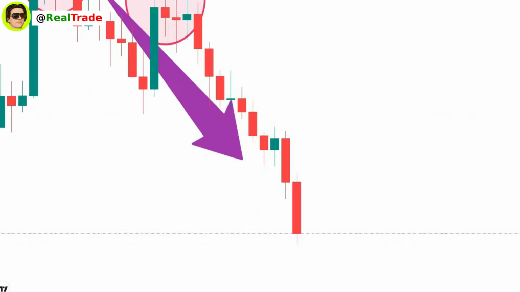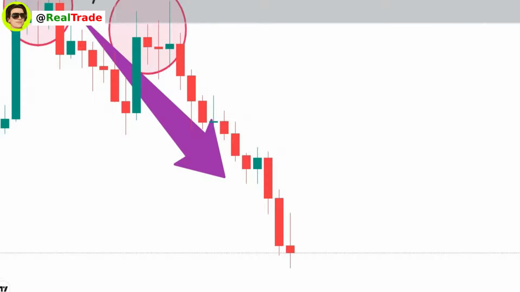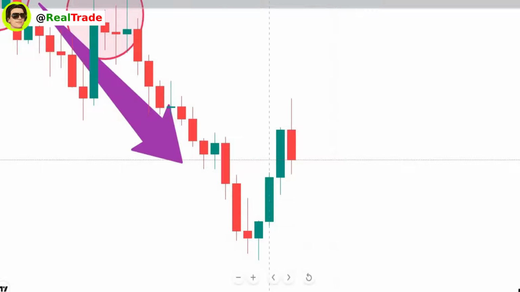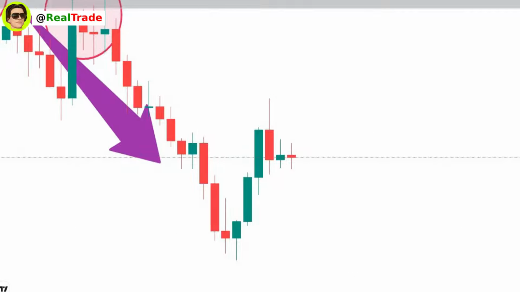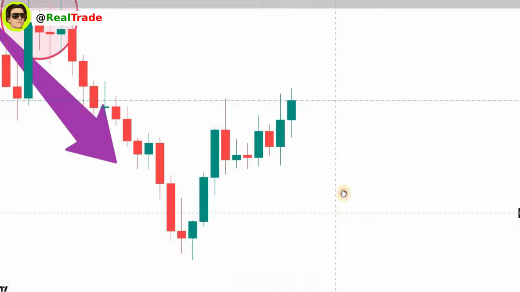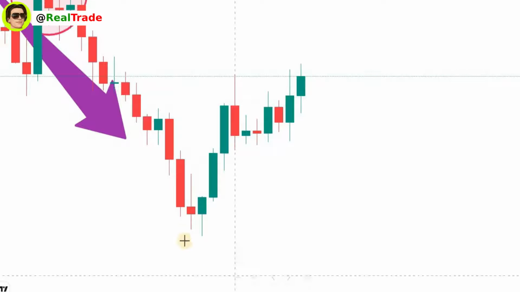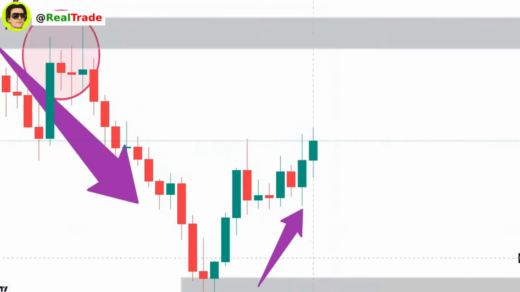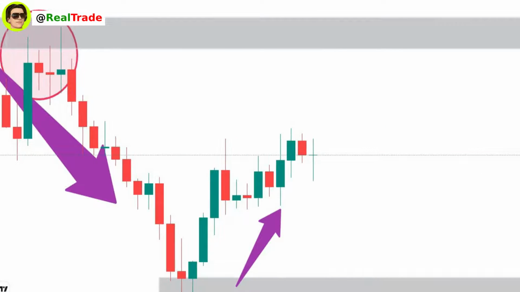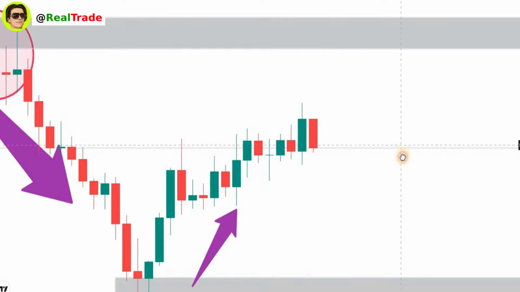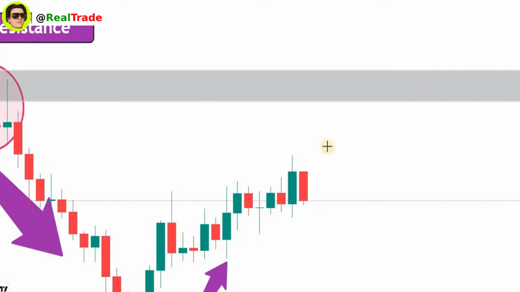Continue, next candle, continue. Fast buy. This area is local support. Continue. Design local support. This area. Buy fast. Big candle, full candle, green candle. Continue. Next candle, next candle.